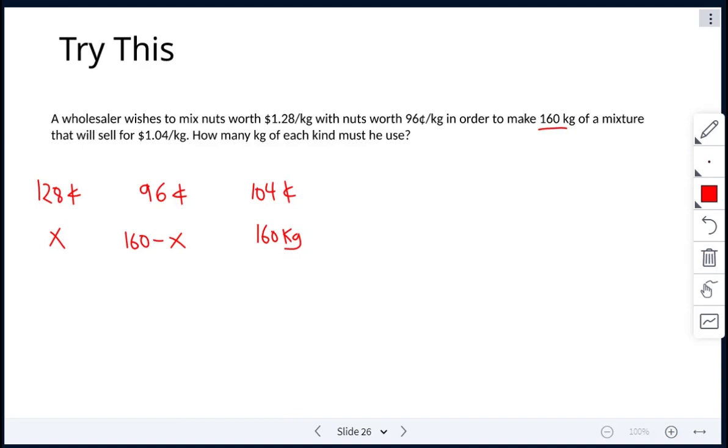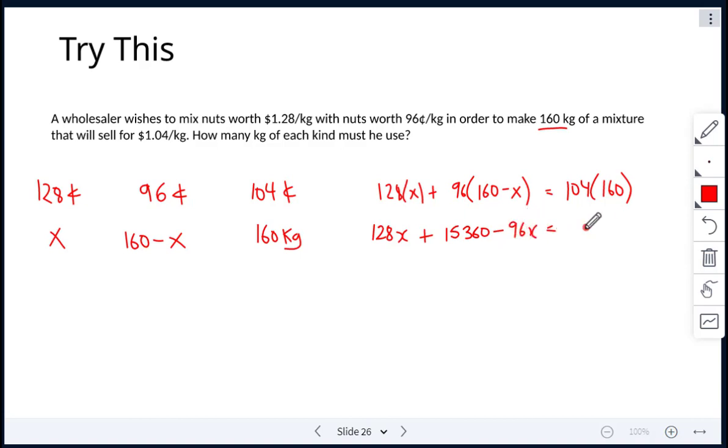All right, so we have to come up with our equation here next. So we'll have 128 times x plus the 96 times the 160 minus x, and it's equal to 104 times 160. All right, so we get here 128x plus 15,360 minus 96x is equal to, just put that in the calculator, 104 times 160, which is 16,640.